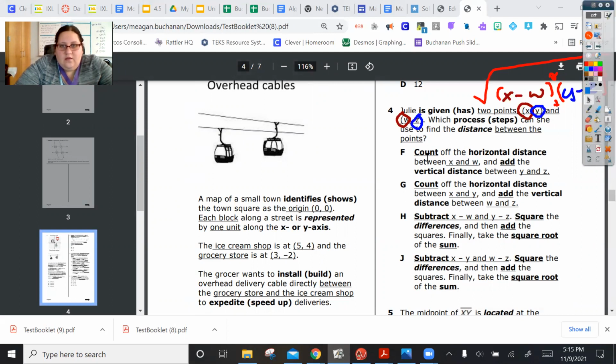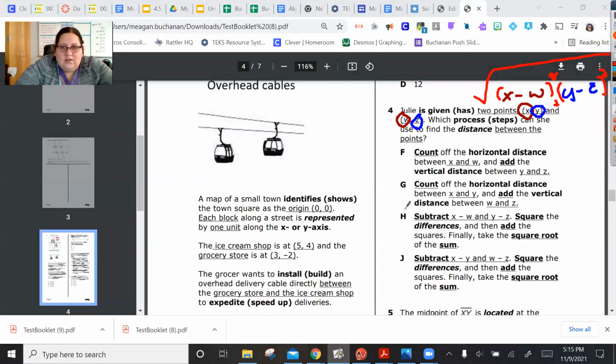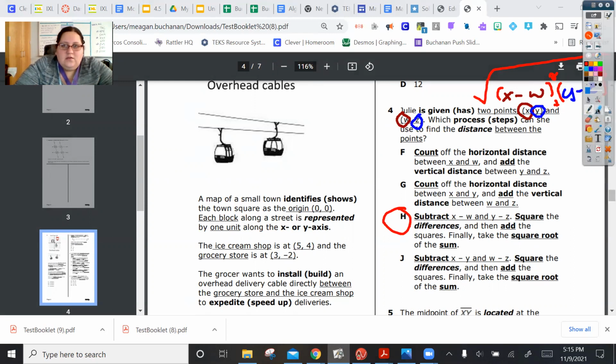That's what we did. This one says count off the horizontal distance. So we're not going to count off the distance and add the distances, because whenever we do this, we're going to use the Pythagorean theorem or the distance formula. We have to take that square root. So this one doesn't say anything about the square root. It's just saying adding the distances. This one says counting off, and once again, you're going to add them. So no, this one also says square root, but it's not squaring the right things. It's taking these points and then these points. So they have to be from the separate points in the same position. So it's going to be H.